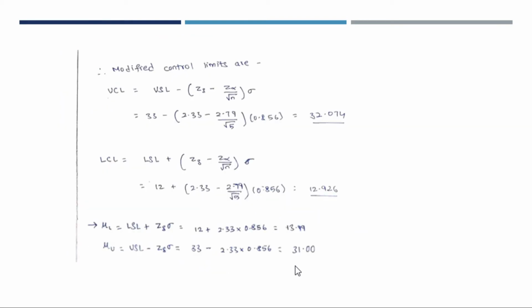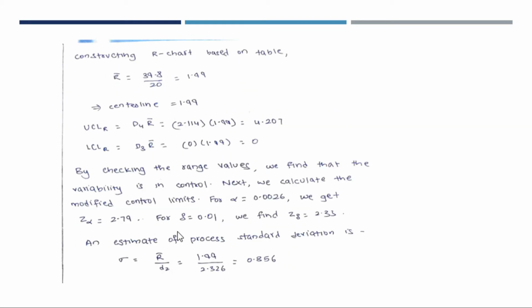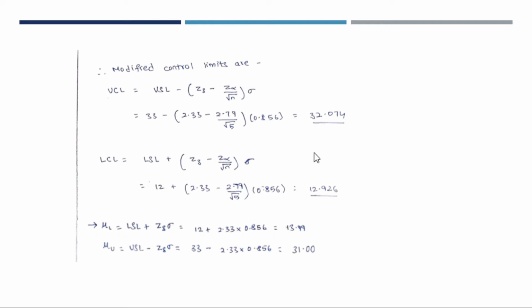Now we calculate the modified control limits. For alpha equal to 0.0026 and for delta equal to 0.01, we find that the standard normal values Z alpha and Z delta are 2.79 and 2.33 respectively. We also get the estimate of process standard deviation sigma as R bar by D2, which comes out as 0.856. Thus, from the formula explained in the derivation, we can get the modified control limits UCL and LCL as 32.074 and 12.926 respectively, from which we can get mu L and mu U as 13.99 and 31.00.